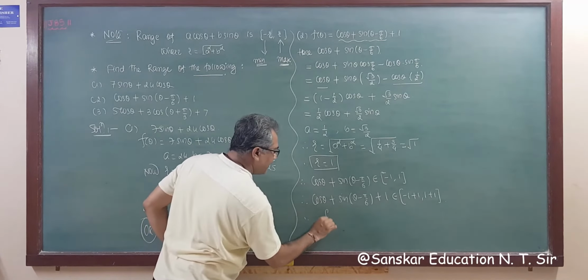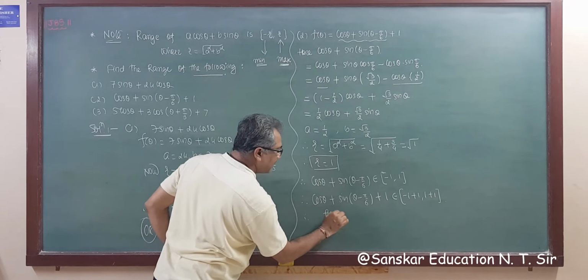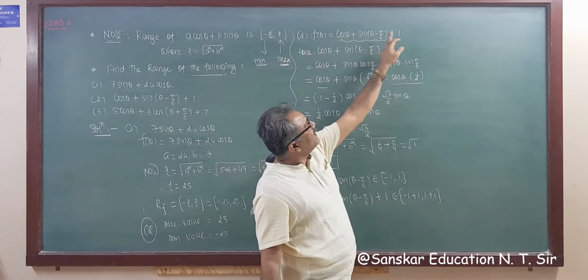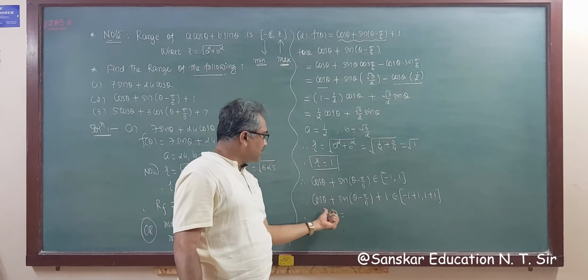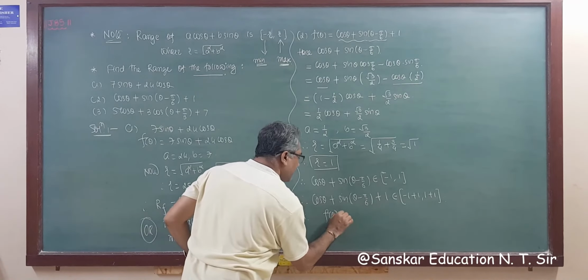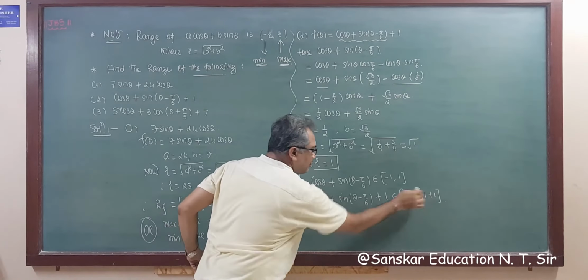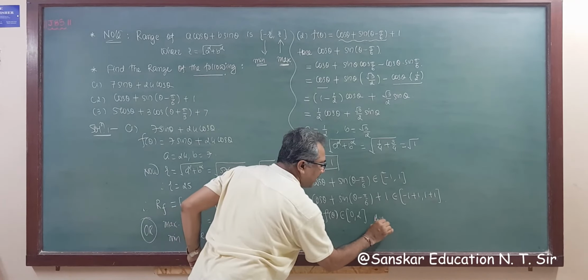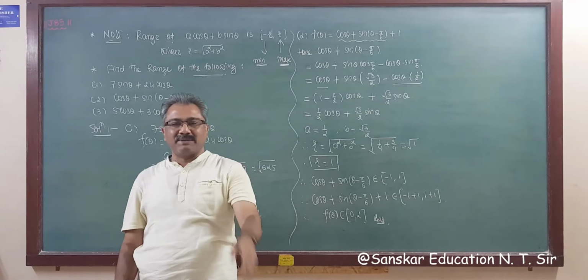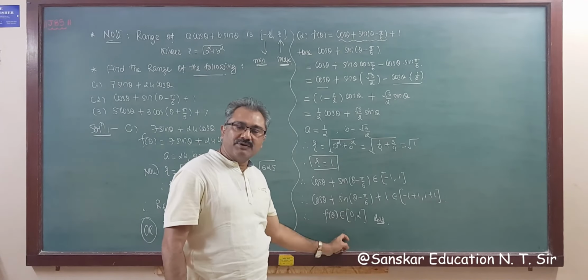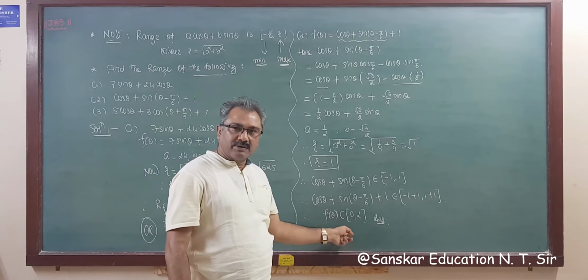So now what is this? This is your f theta that we assume, that is f theta is cos theta plus sin theta minus pi by 6 plus 1. So this belongs to 0 to 2. So this is your answer. And if you want to write the answer in maximum and minimum values, then the maximum value is 2 and the minimum value is 0. Got it? Right?